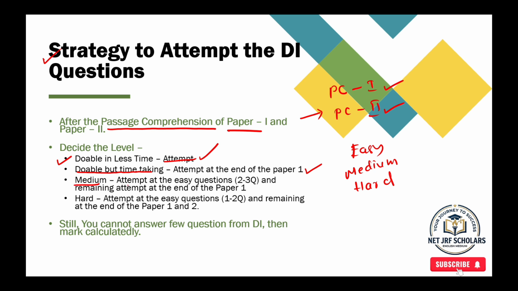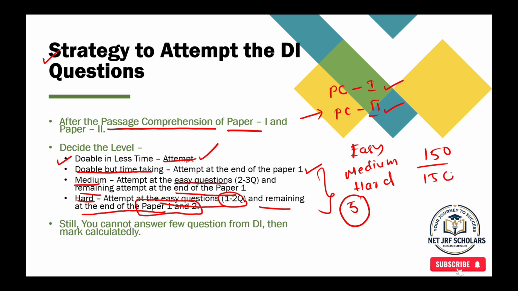If it is medium, read the questions and select the easy questions and keep the remaining hard questions at the end of paper 1. And if it is hard, attempt the easy questions, which are usually 1 or 2 questions, and the remaining questions after completion of paper 1 and paper 2. One thing you need to keep in your head is that you are going to attempt the 5 questions for sure. You are not skipping any question.